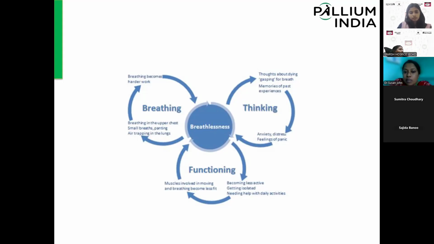The third cycle is breathing. When the patient becomes breathless, breathing in the upper chest, taking small breaths, or air trapping in the lungs will make it harder and harder for the patient to work to get a good breath. So that itself increases the breathlessness. So these are the vicious cycles that relate to breathlessness: thinking, functioning, and breathing. This is very important, so you have to study this.